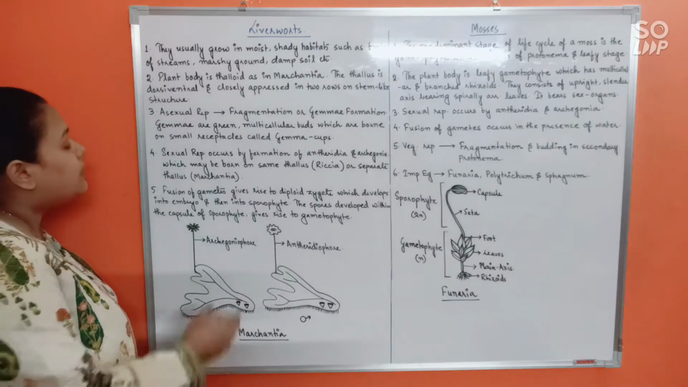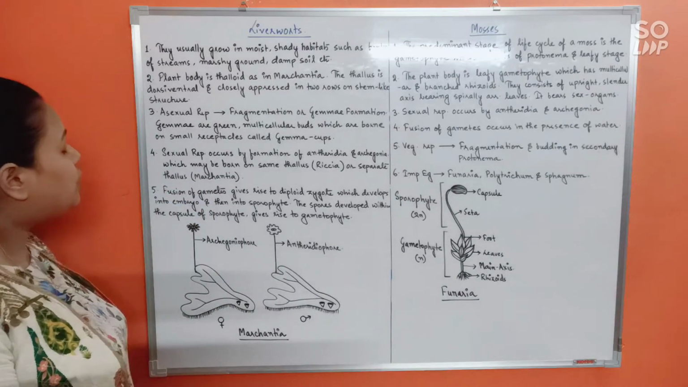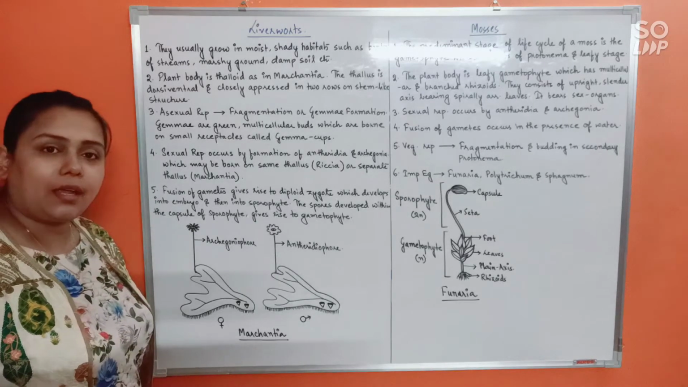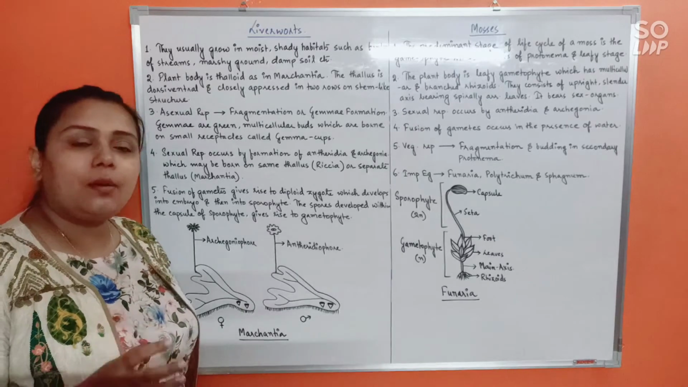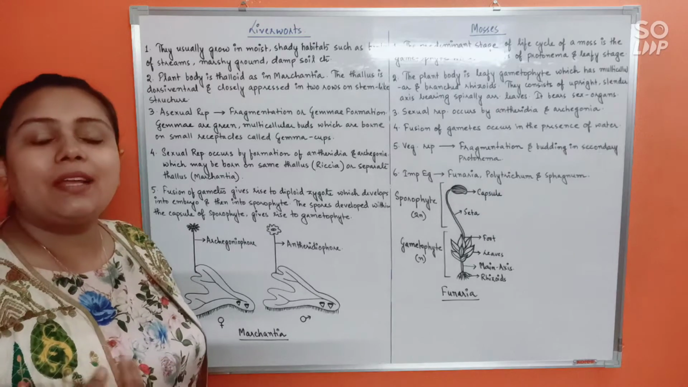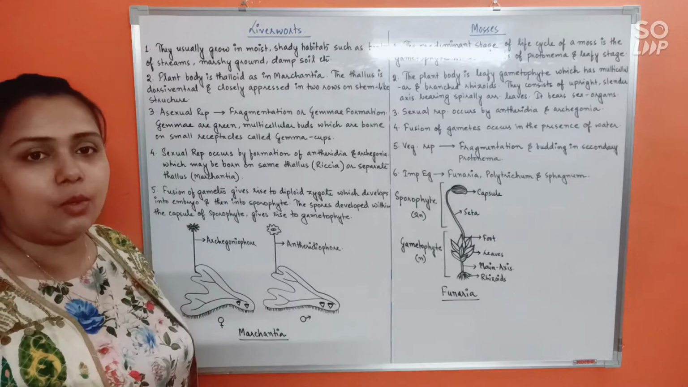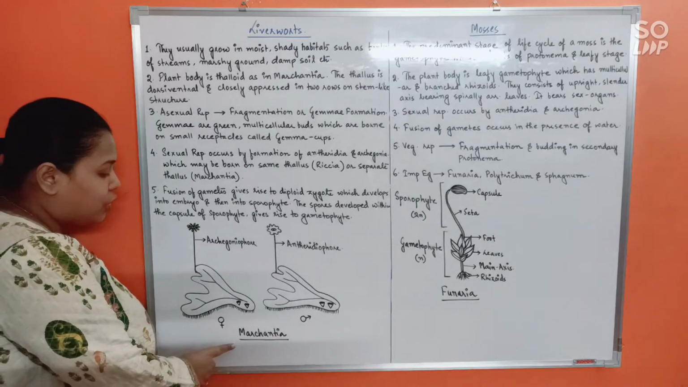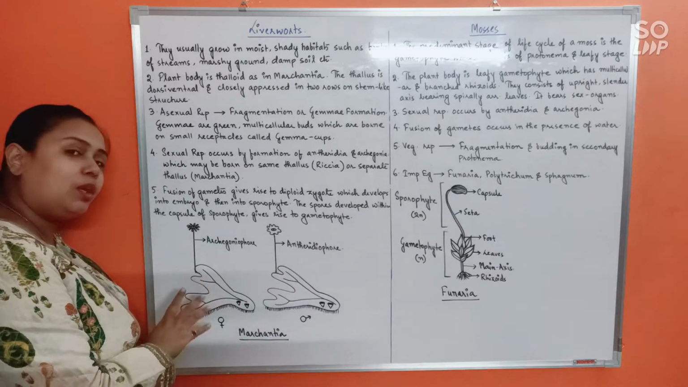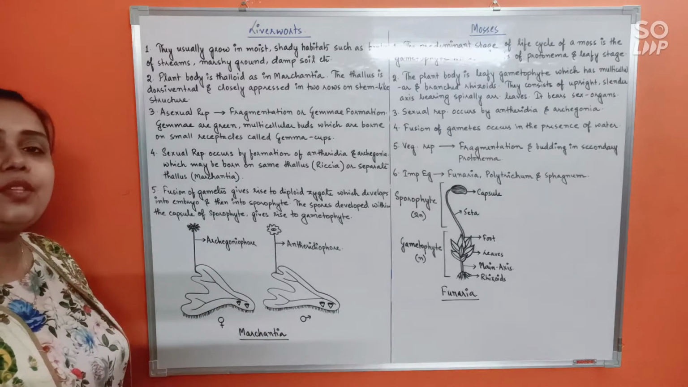Now, sexual reproduction occurs by the formation of antheridia and archegonia as usual, which may be borne on the same thallus like Riccia or separate thallus like Marchantia. So basically there are some species under the liverworts like Riccia which are bisexual, meaning in the same thallus they will bear both antheridia and archegonia. On the other hand, for Marchantia, there are two distinct thalli. One thallus will bear only antheridia and the other will bear only archegonia. So they are unisexual in nature.